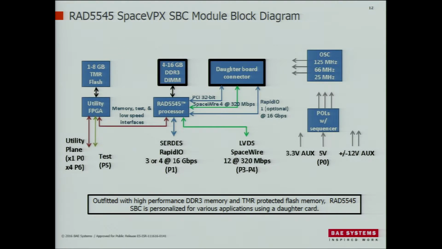So going along the bottom of the block diagram are the various space VPX backplane interfaces, the utility plane, and the other I/O into this utility FPGA, or the low-speed I/Os. All the high-speed I/Os go directly to the RAD5545 in this case, so there are 3 or 4 rapid I/O links or ports, and each one of those can have 4 lanes of traffic. There's 12 of the 16 SpaceWire ports routed to the backplane.